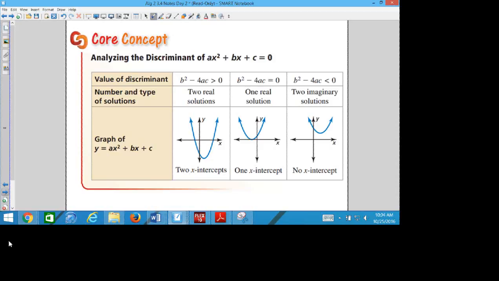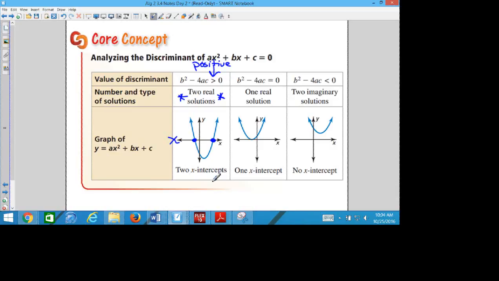This is very helpful because we can tell things about the solutions or about the picture before actually doing a lot of work. If the value of the discriminant is greater than 0, that means it is a positive number. Then we know that there will be two real solutions. Graphically, if there are two real solutions, then this parabola will pass through the x-axis 2 times. So we can tell all that information by just knowing that b squared minus 4ac is a positive number.